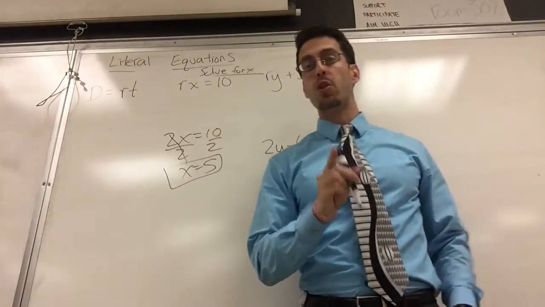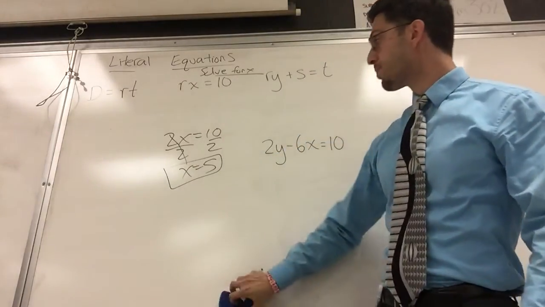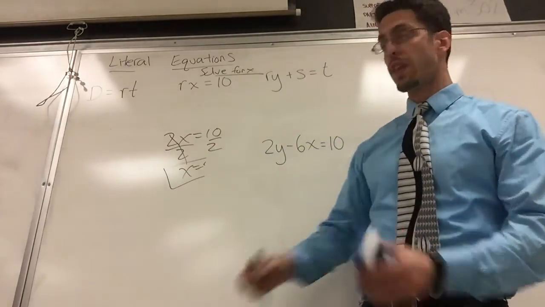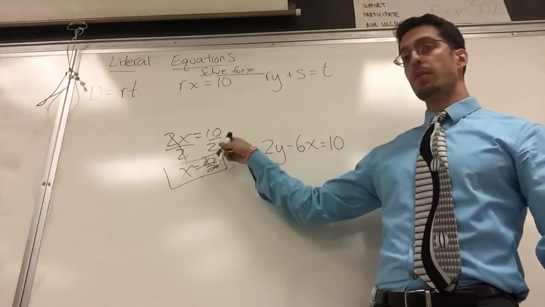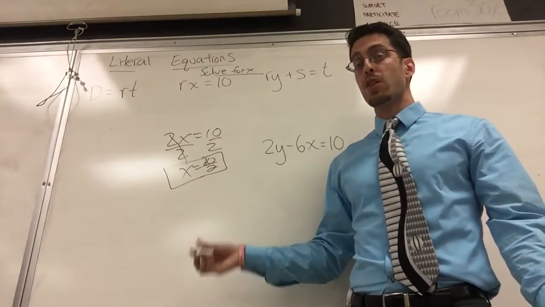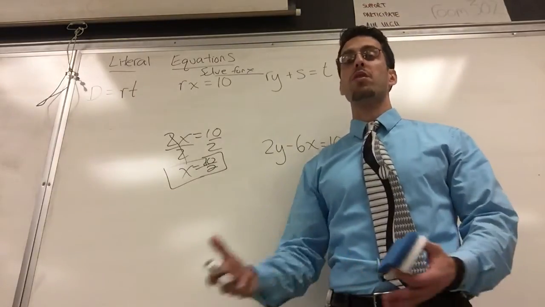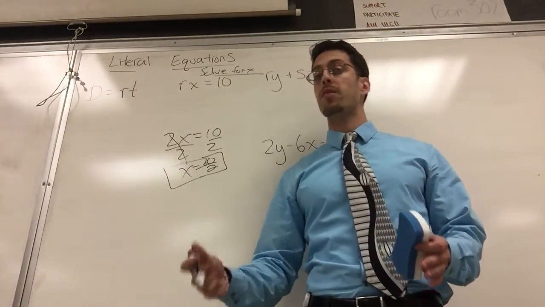Just in case you don't know that 10 divided by 2 is 5, if you leave it like this, x equals 10 divided by 2, it's the same thing. You're not wrong, you just could have gone further, you could simplify further. In math, always simplify further.